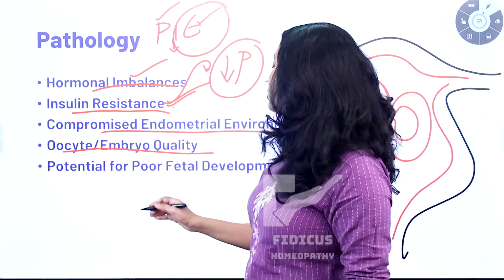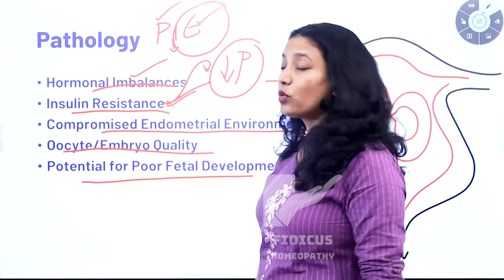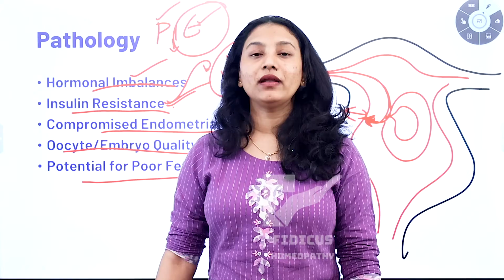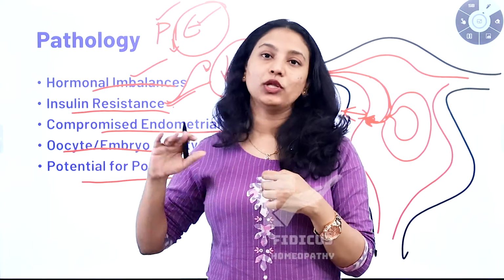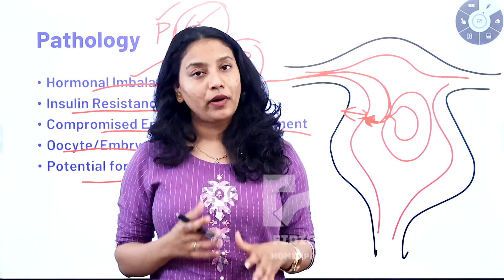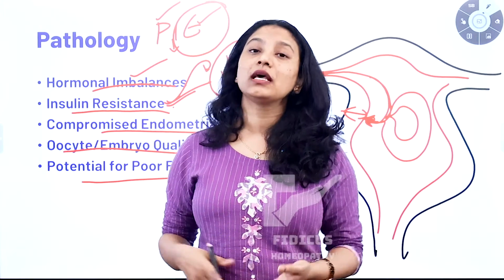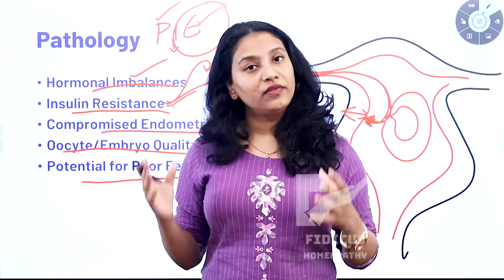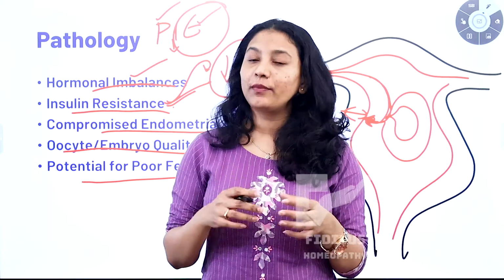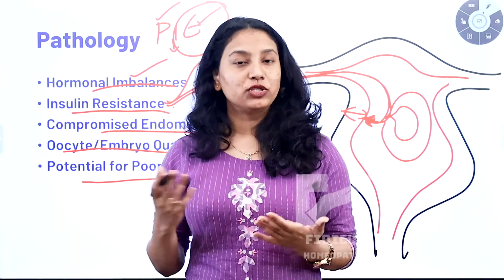And then we have potential for poor fetal development. What is that? The growing baby needs a certain level of hormones in the body. Whenever there are no proper hormones, whenever there is insulin resistance, there can be a chance for diabetes, there can be a chance for thyroid problems, and all of these factors can cause poor development leading to miscarriage or expulsion of the fetus.